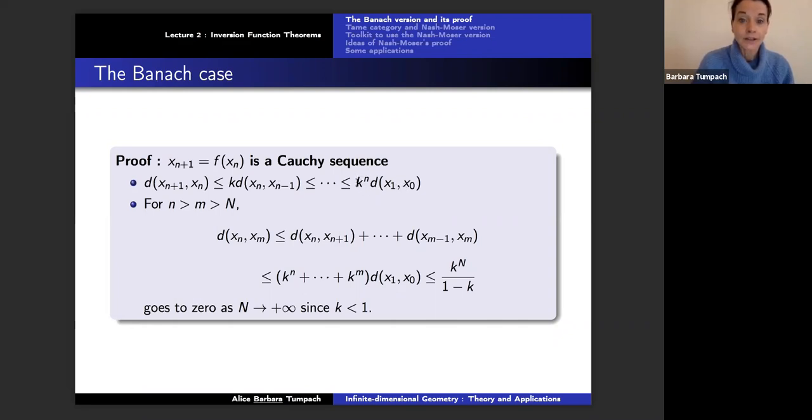And here there is a k to the power n entering the play. And because k is less than 1, this is an element of a convergent sequence. And this makes all the things work. So you can have a bound on the distances between two different elements of the sequence. I think this should be clear.